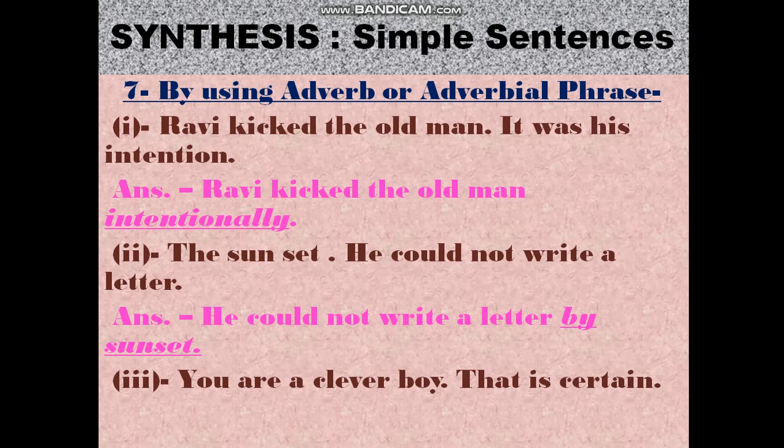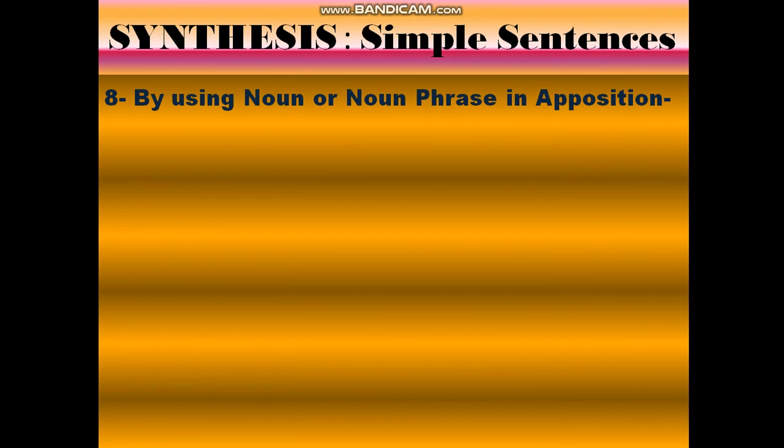Now we have other two sentences. You are a clever boy, that is certain. We will use certain as certainly. You are certainly a clever boy. Certainly is our adverb here.